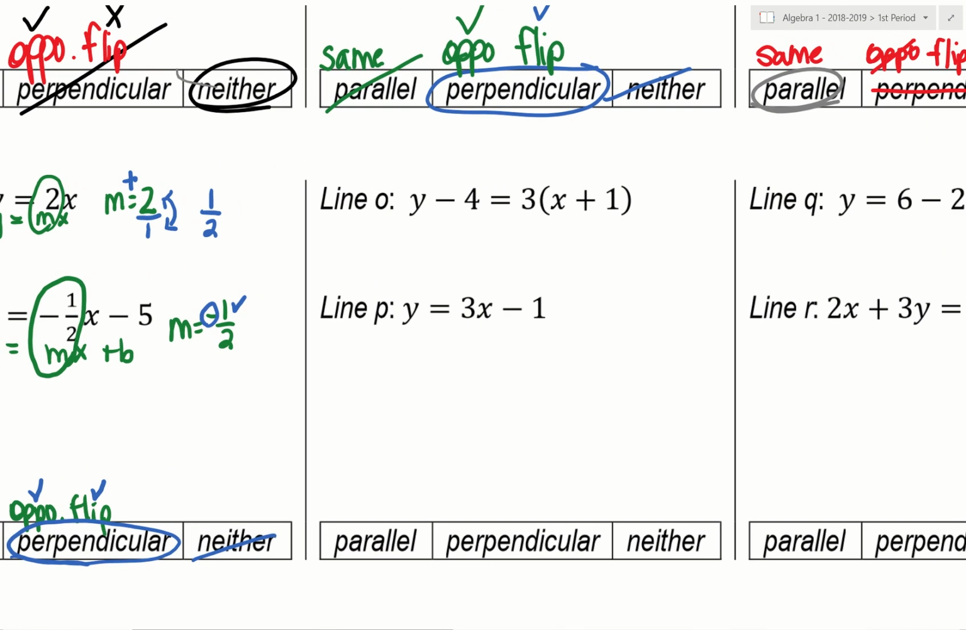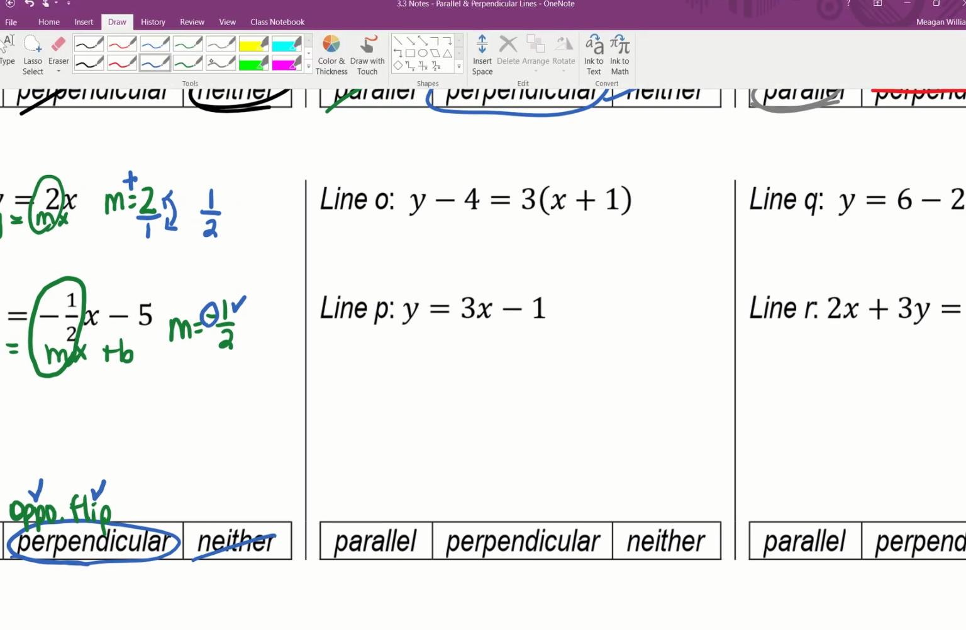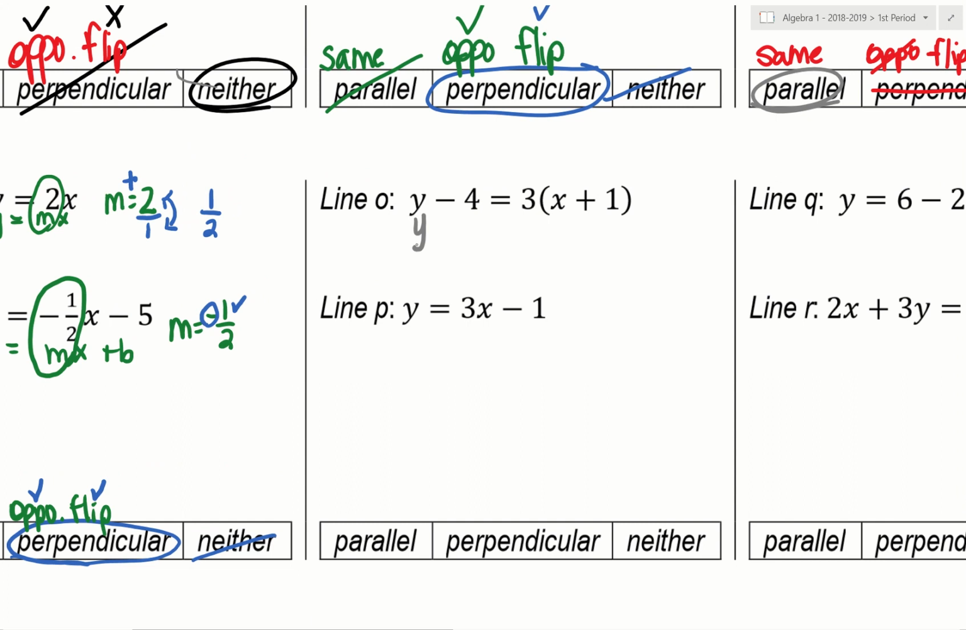Let's go look at our next line. This is not y by itself, but it still does have y on one side, meaning it's point slope format, which would be y minus y1 equals m parentheses x minus x1. And this is really easy to identify slope because it's still right out in front of your x. Your slope is 3.